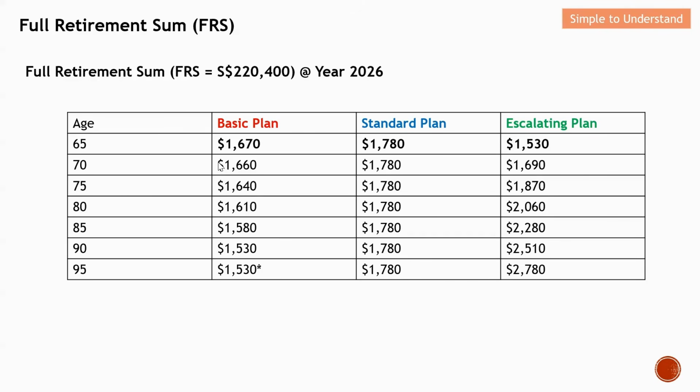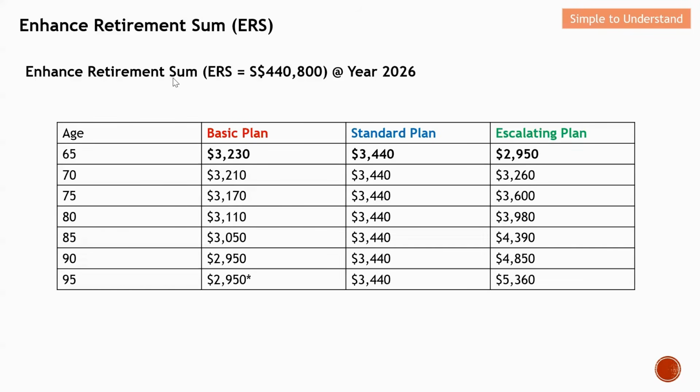I don't want to go into deep detail, but this will be some form of indicative payout under the basic, the standard, and also the escalating plan when you choose the full retirement sum. Next will be the enhanced retirement sum. Again, you need to put more money into your RA account. However, the payout is definitely the most attractive compared to the other two schemes. And again, based on the different plans, you are able to receive different payouts.